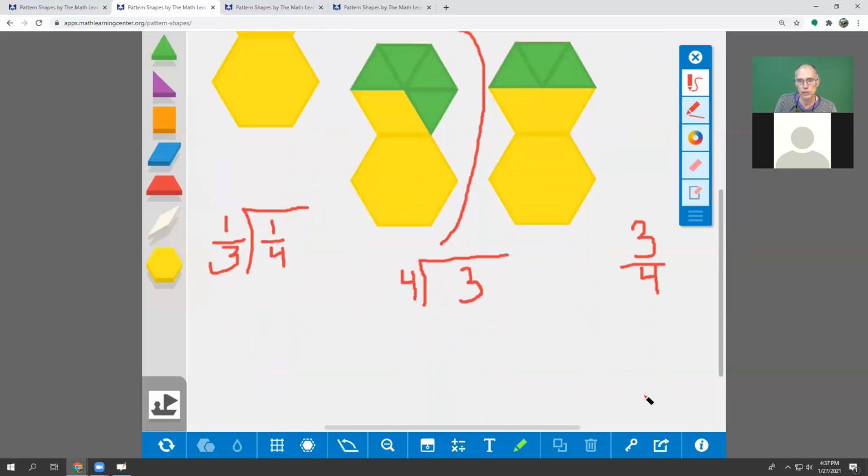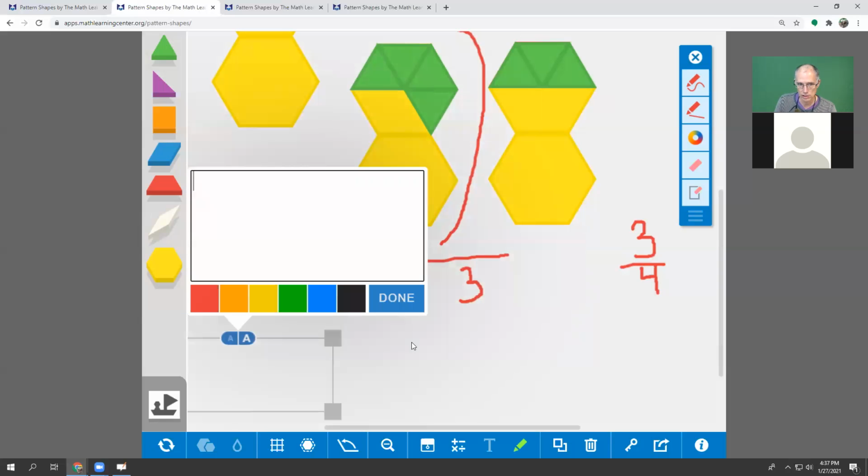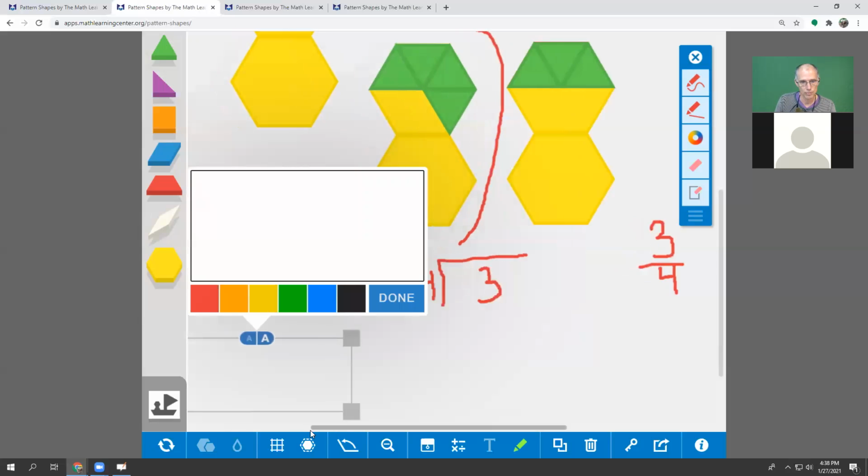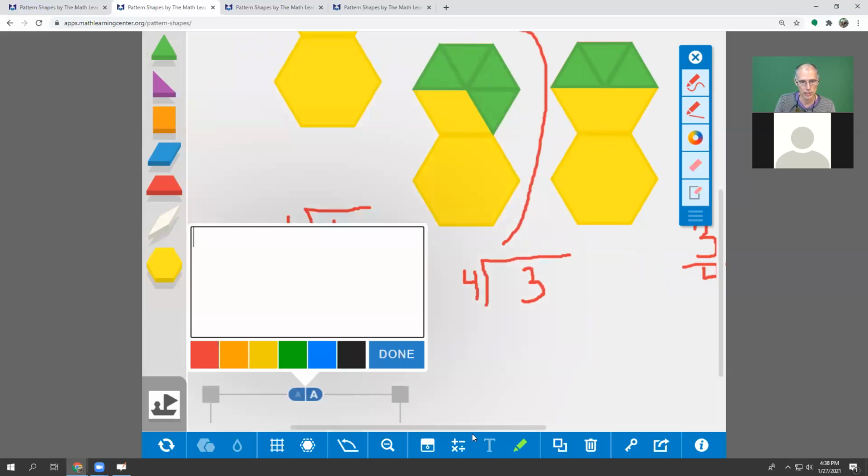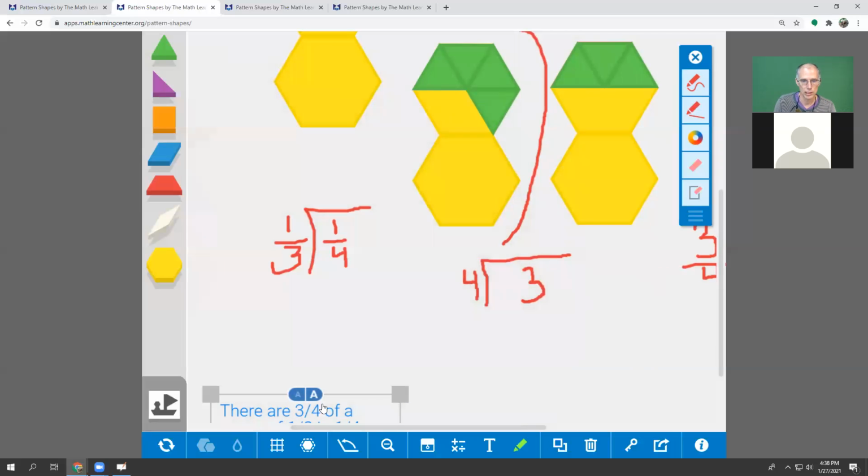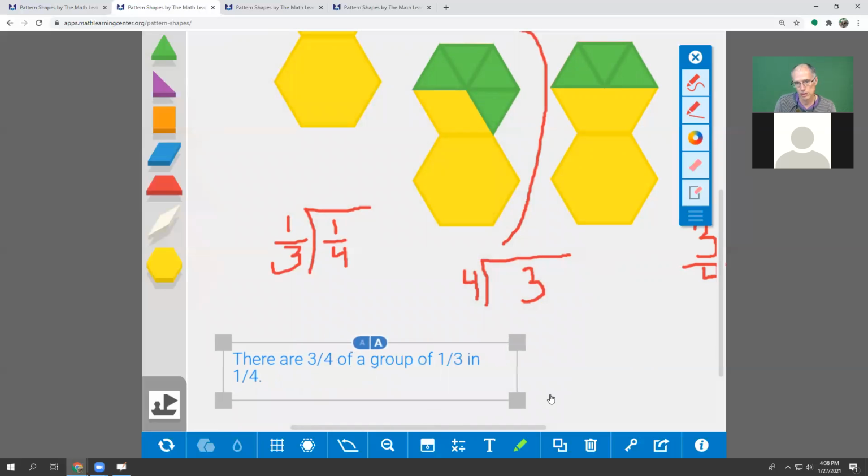So I'm going to type that out. That's what the interpretation is. Oops, where'd you go? Text, okay. Oh, come on, stop doing that to me. There are 3/4 of a 1/3 in 1/4. Period. And we'll find another way to look at that in just a moment to verify it.